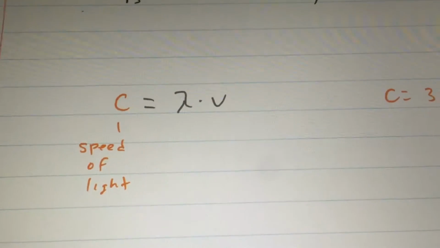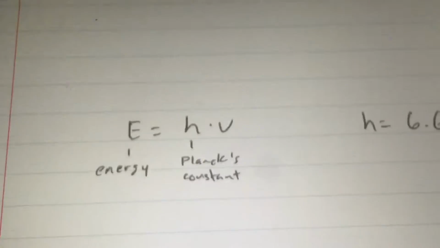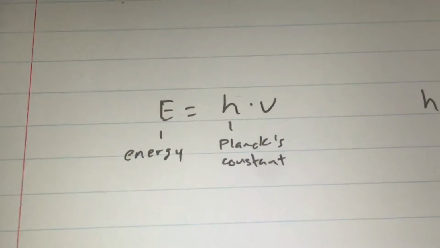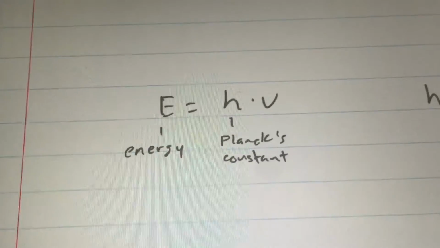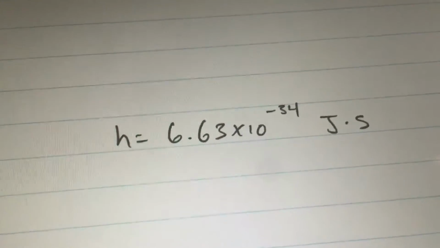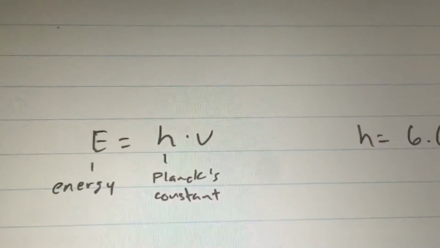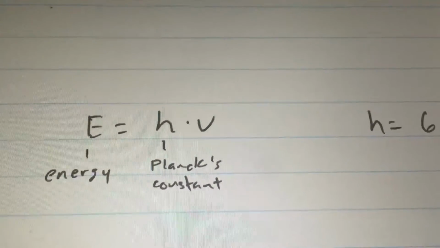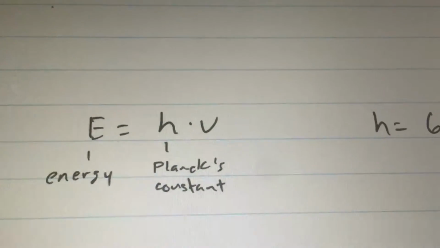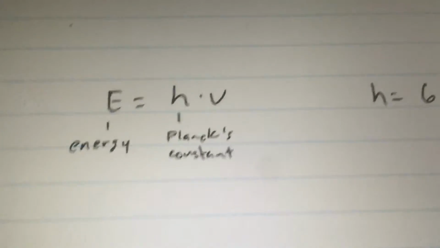Now, just like every wave has speed, they also have to have some type of energy. For that energy, we have this equation where energy is equal to Planck's constant times the frequency. And Planck's constant has a value of 6.63 times 10 to the negative 34 joules times second. Okay, now if we have a problem where they don't give you the frequency and they give you the wavelength of the light wave, you could use this equation to solve for the frequency and then plug it into this equation to solve for the energy of that wave.